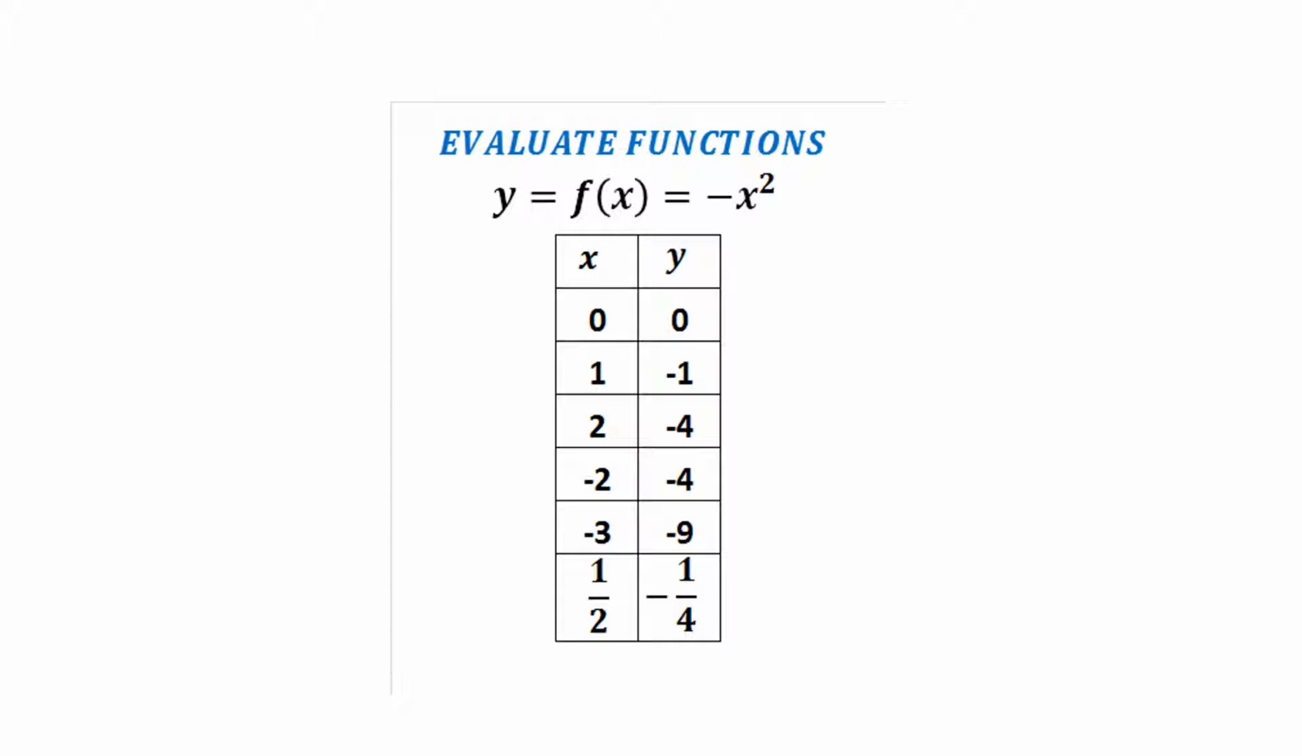Negative 3 squared is 9. The answer is minus 9. Put in a half. A half times a half. You multiply the tops, you multiply the bottoms. That's 1 over 4, but it's minus 1/4 is the answer.